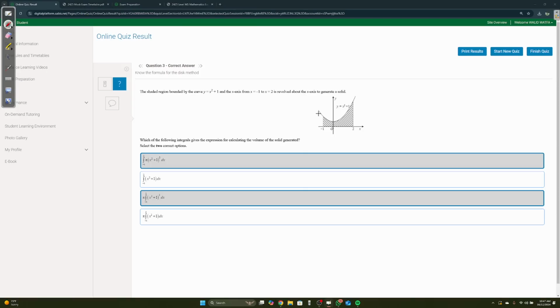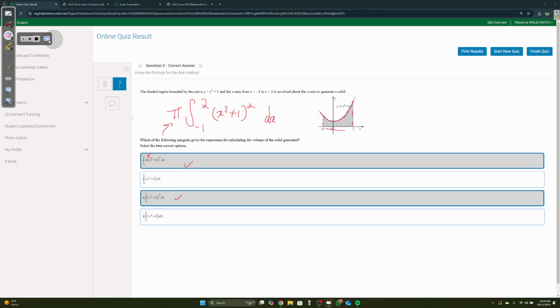Again, same thing. We have one curve over here, boundaries from minus 1 till 2. It's pretty much the same question as last time. So pi integral from minus 1 till 2, x squared plus 1, squared. Okay, very, very easy. dx, of course. Pi can be in or out, like here and like here.